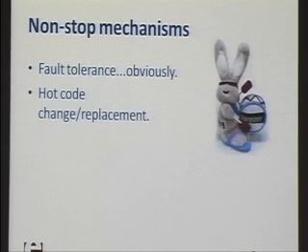Non-stop mechanism then. Well, fault tolerance obviously is an important part in non-stop. We don't want to have service disruptions. But also hot code replacement is very important to do these upgrades. So Erlang has built into itself the possibility to have two versions of the same code at once, so you can make a transition at a time when it's good for you or for the application.